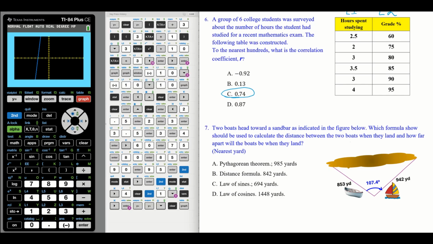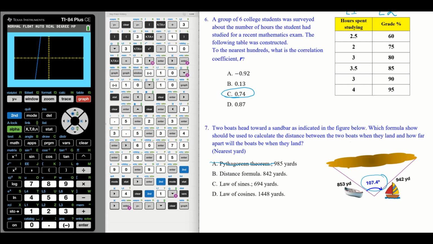They don't want us to really calculate. We just have to select the correct one. Well, let's think about this. Look at the information that you have, okay? All right, you do not have a right triangle. This is not 90 degrees. Get rid of A.